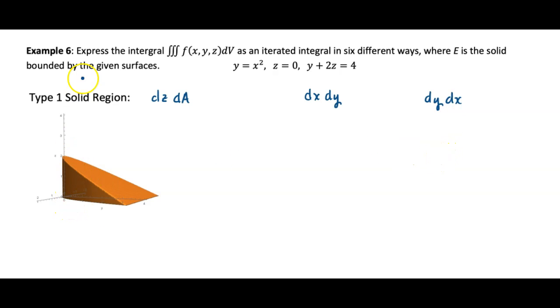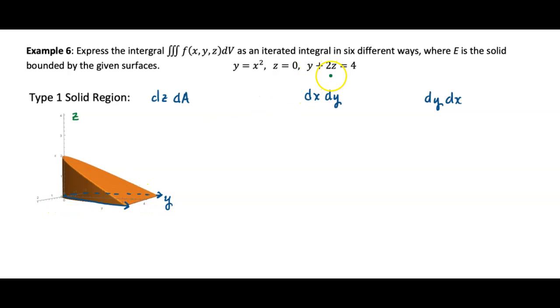So let's handle the z portion of this. So we've got y equals x squared. And we can see this on the y-axis that we have this parabola, right? We have this parabola, y equals x squared. As far as our z value goes, we just have this boundary that z is equal to 0. So z is equal to 0.